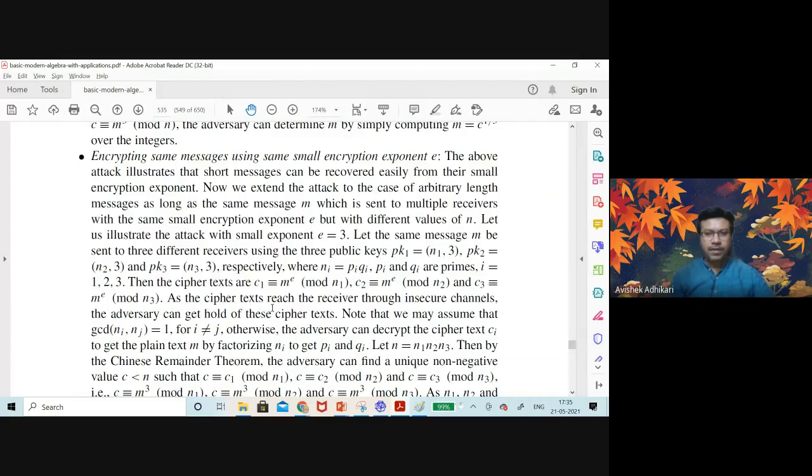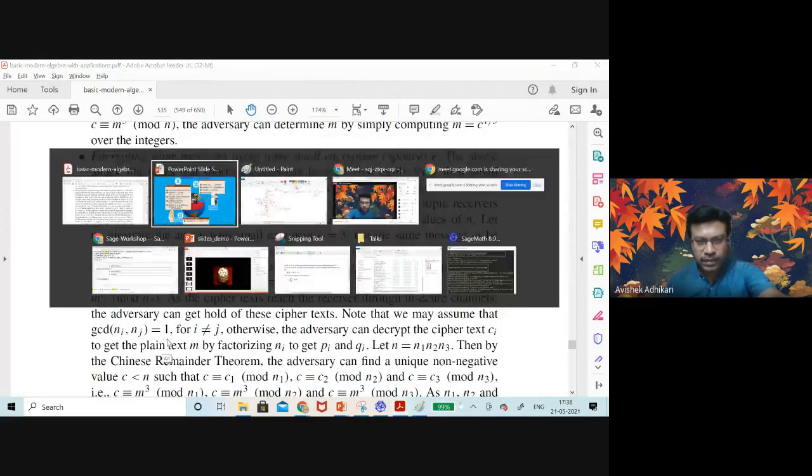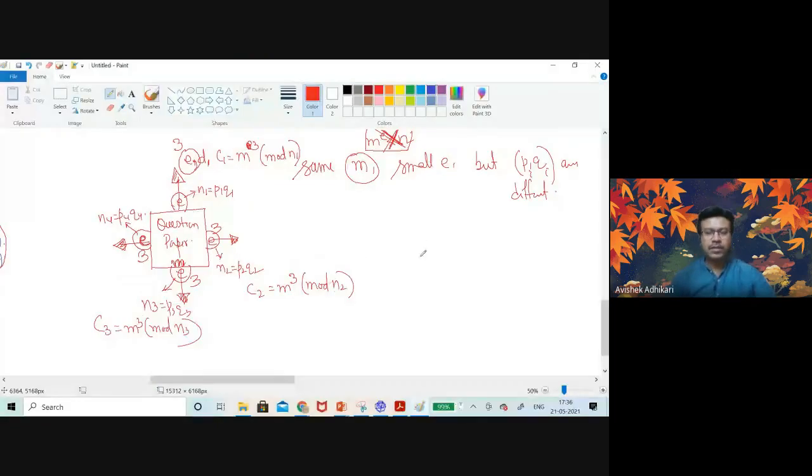As the ciphertexts reach the receivers through an insecure channel, the adversary can get hold of these ciphertexts. Note that we may assume that GCD of ni and nj equals 1. Why? Can anybody tell me why I assume that GCD of n1 and n2 equals 1? If not, what would be a problem?